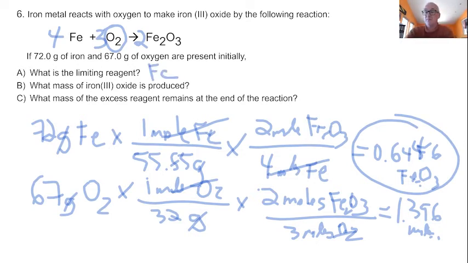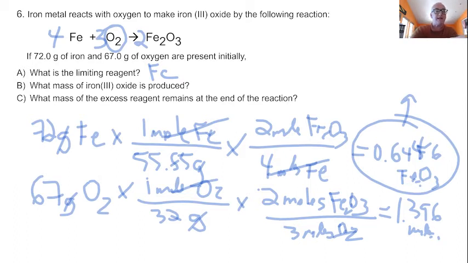So what mass is produced? Well, all we need to do is take our 0.6446 moles of iron oxide and just convert moles to grams. So that's pretty easy, right? Just figure out what the molar mass of Fe2O3 is. So that'd be 2 times 55.85, and 3 times 15.999. That's the molar mass. Multiply it by 0.6446 moles, and boom. That's how much is made.